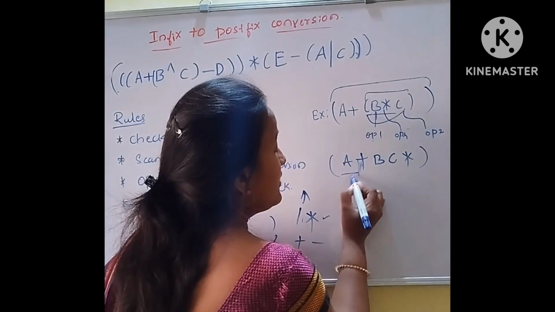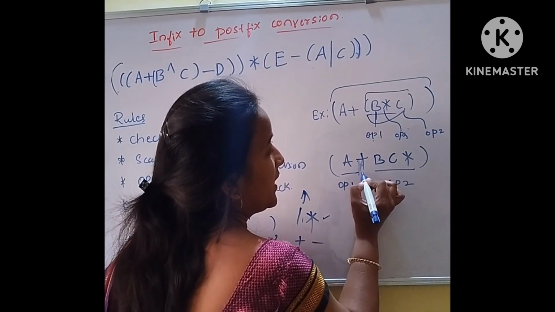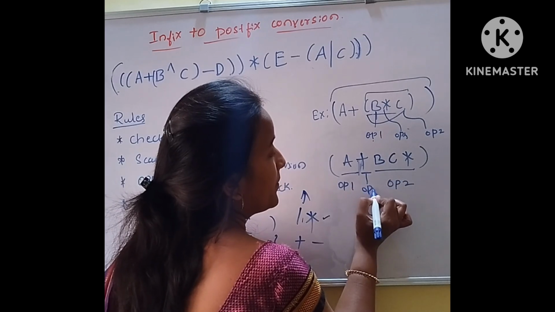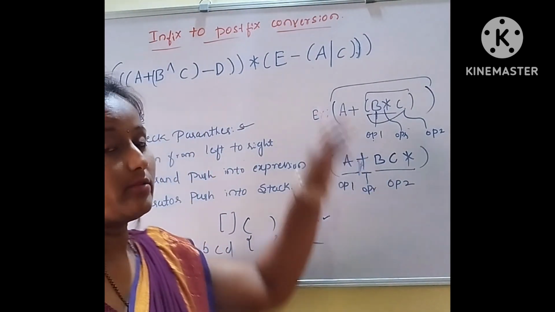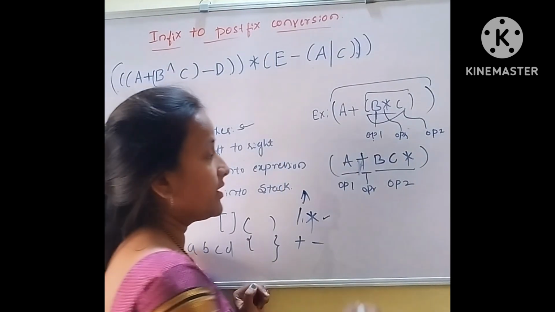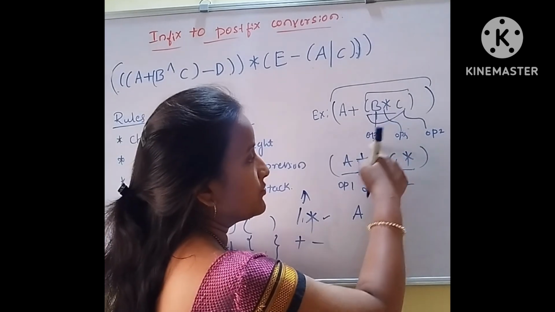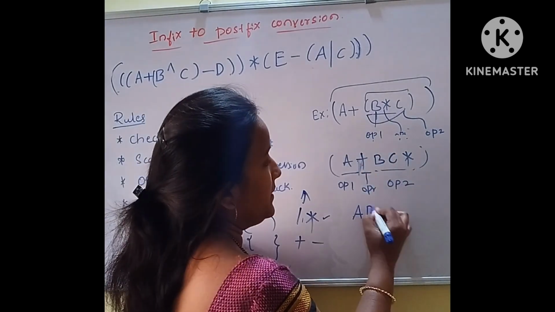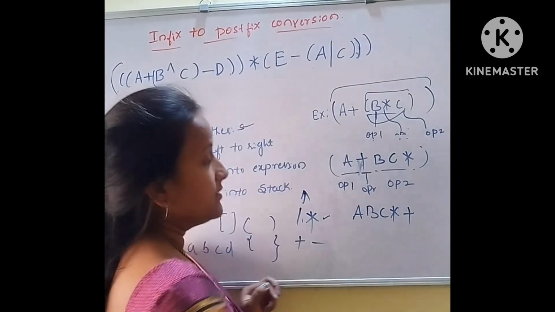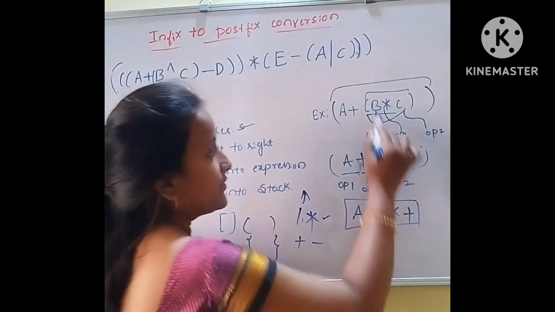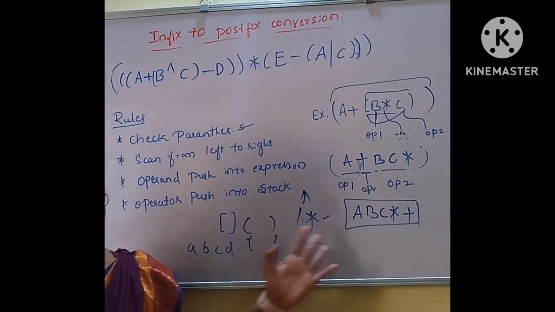Now this will be like operand 1 and this completely will be operand 2, and this part will be the operator. Now this is also in the form of infix. Now I have to convert it into the postfix expression. Operand 1 is A. Operand 2 is completely this part, B, C, star. Which operator am I using? Plus. This is my final result of this expression. This is how we convert infix to postfix.